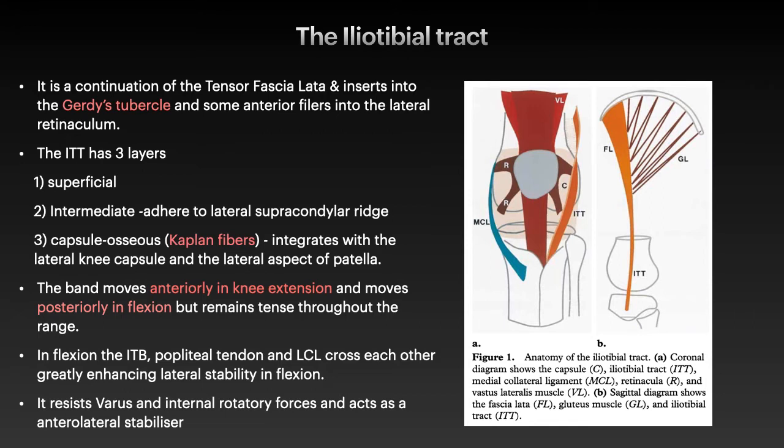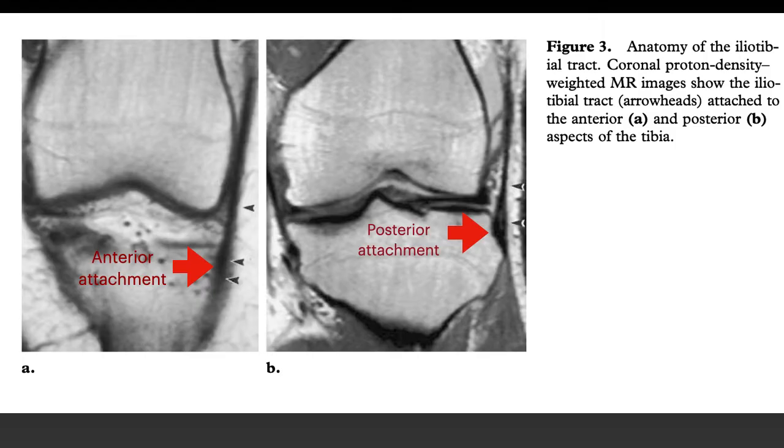The band moves anteriorly in knee extension and posteriorly in knee flexion, but remains tense throughout the range. In flexion, the IT band, the popliteus tendon, and the LCL cross each other to form a mesh-like structure, greatly enhancing the lateral stability of the knee in flexion. It resists varus internal rotation force and acts as an anterolateral stabilizer. These are some MRI images showing the anterior and the posterior attachment of the IT band.